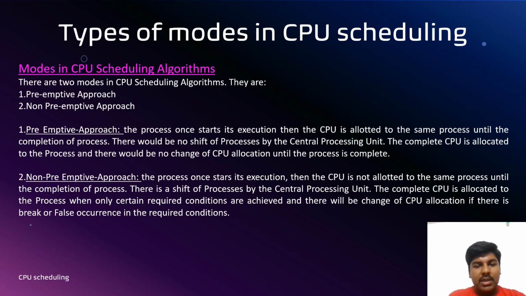The next one, non-preemptive approach. Once the process starts its execution, the CPU is not necessarily allotted to the same process until the completion of the process. There is a shift of processes by the CPU. The complete CPU is allocated to the process only when certain required conditions are achieved, and there will be a change of CPU allocation if there is a break or false occurrence in the required conditions.